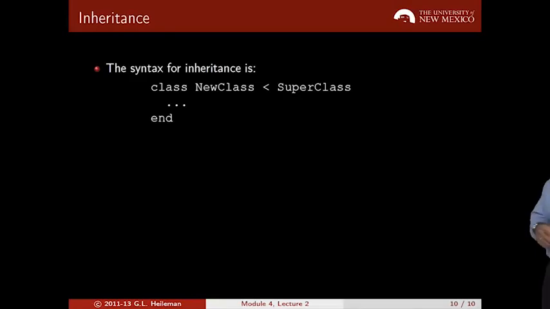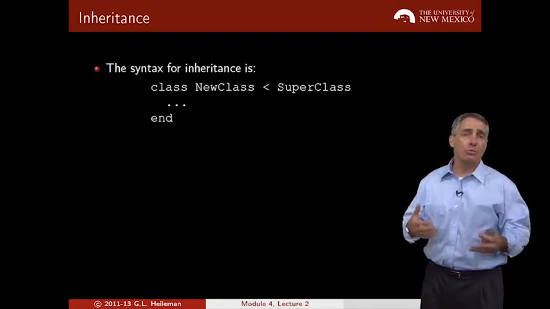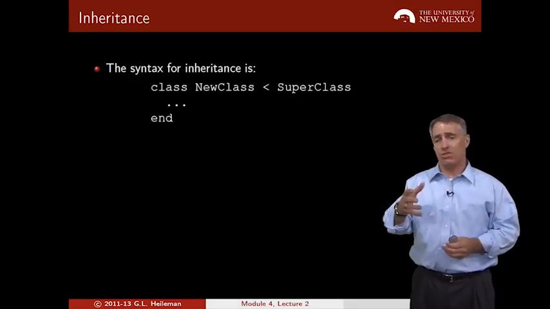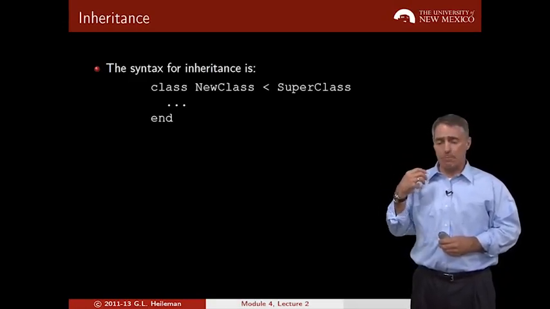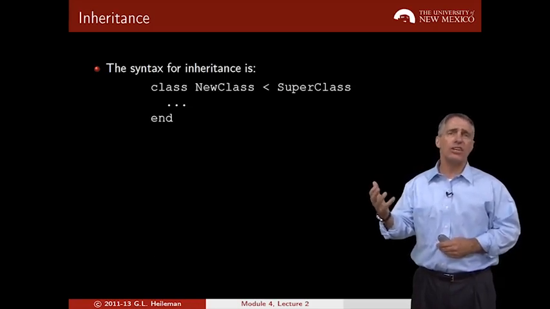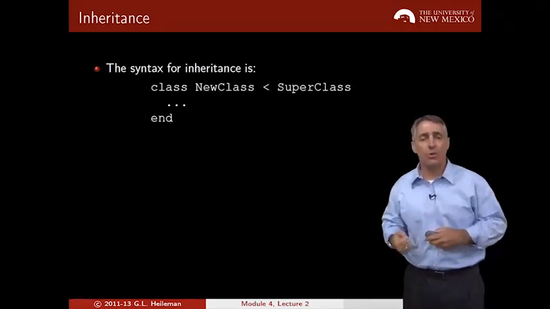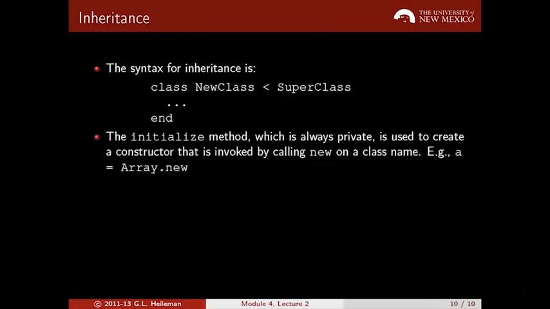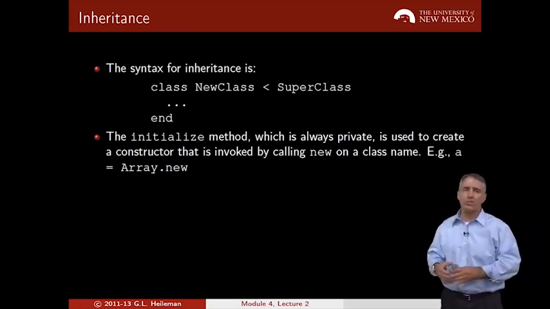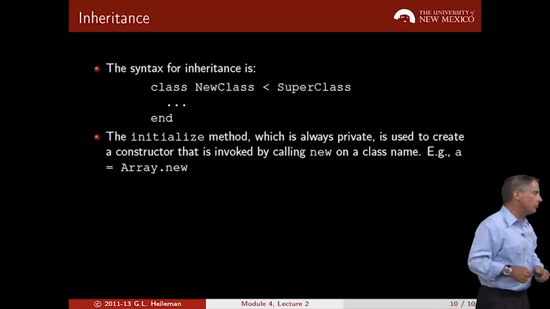The syntax for inheritance in Ruby you've already seen when we talked about active records. Again, it's just this less than sign with the new class that you're creating on the left-hand side of it and the superclass on the right-hand side of it. The initialize method is provided for you automatically, as I've mentioned. It's always private, but you can overload it. When you call Array.new, for example, here I have a = Array.new, that's calling that initialize method. So when you use new, it's calling initialize, and you can overload initialize if you need to.